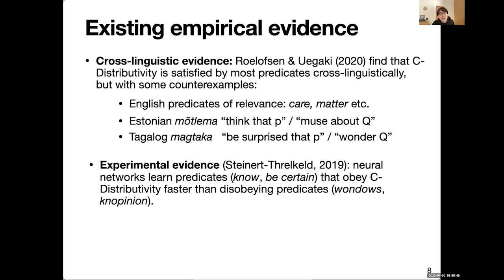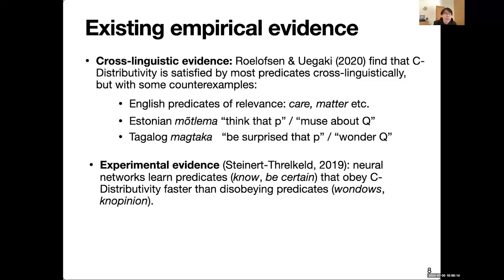In another recent study, Shane, Stein, and Streukeld compared how fast neural network models learned different clause-embedding predicates, differing on whether or not they obey C-distributivity. And in this study, he found that predicates that satisfy the constraint were learned faster than predicates that don't. So it looks like we are getting converging evidence for the existence of this constraint.